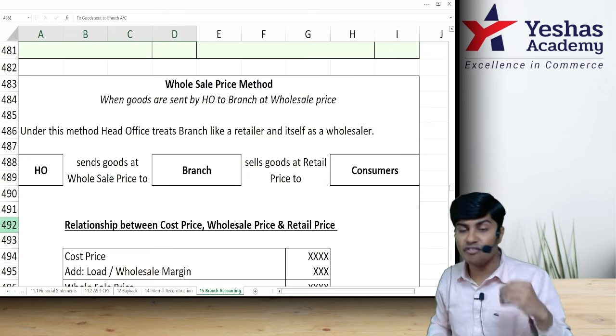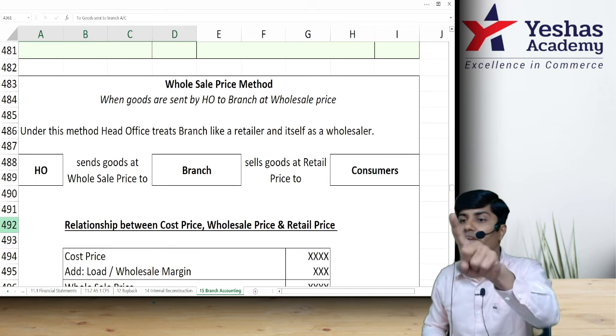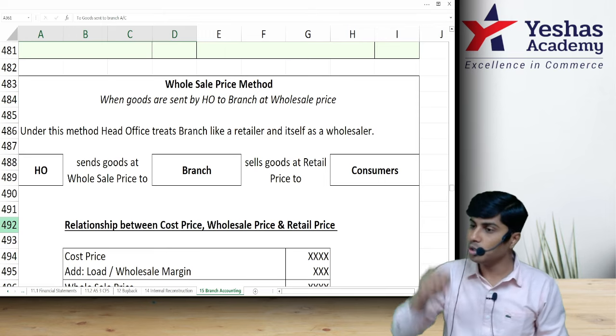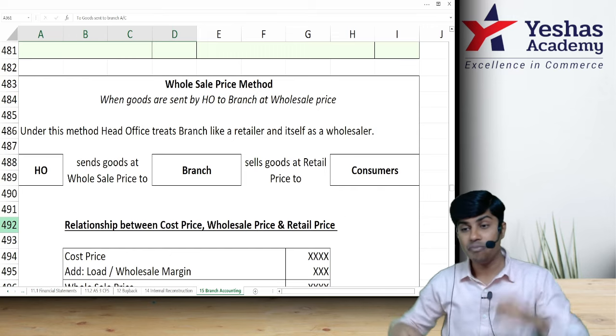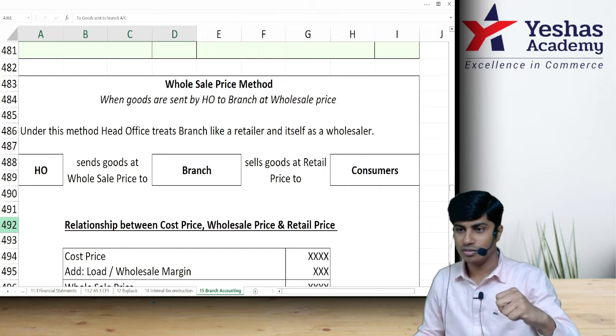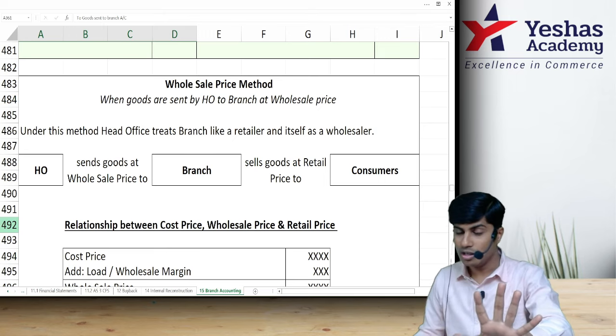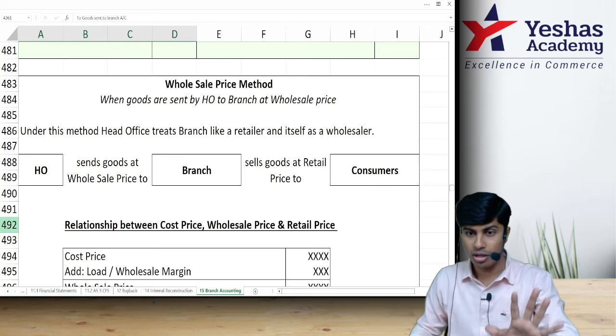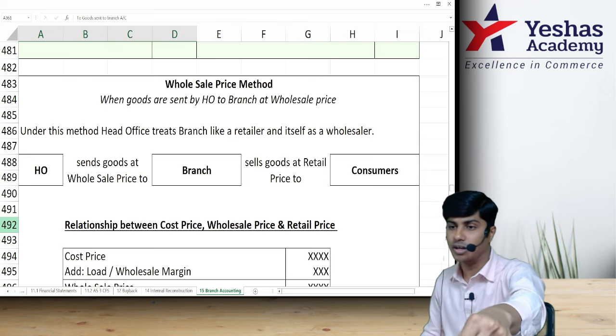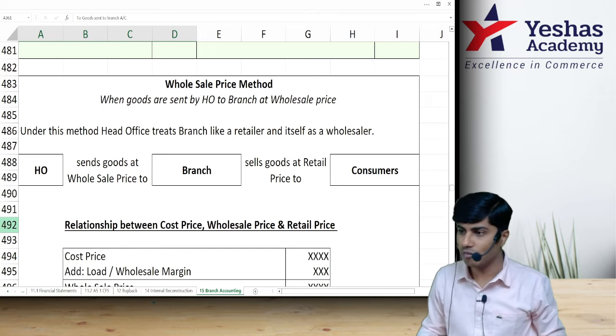It will treat the branch as a retailer and head office as a wholesaler. On every unit sent to the branch, head office will record 130 rupees sale price, booking 30 rupees profit. Later, when the branch sells the goods to the customer at 150, the branch will book 20 rupees profit. So it is the same 50 rupees profit as under the debtor system, stock debtor system, final account system, where the branch used to book the full 50 profit and that was later transferred to head office.